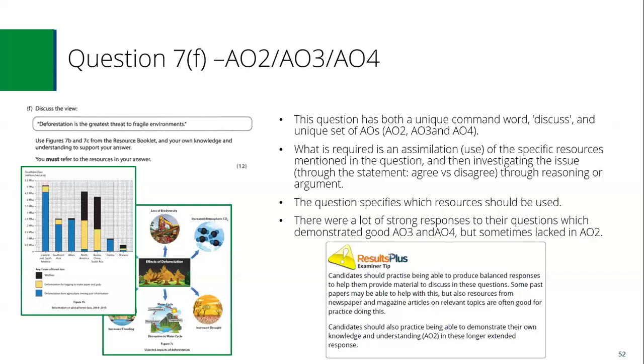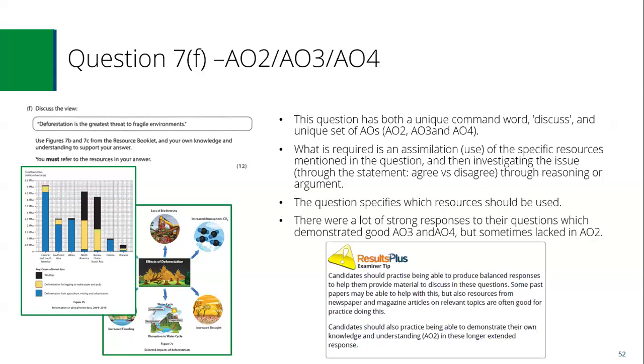This next question: deforestation is the greatest threat to fragile environments. It's a disputed view, so somebody has this view. Why do they have this view? It's worth sitting with students with older resources and checking this and discussing. Why do you think somebody would have this view?